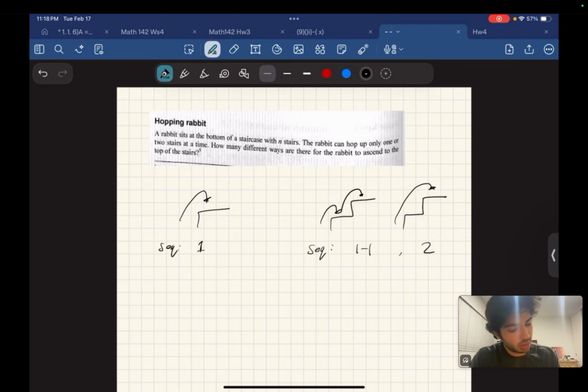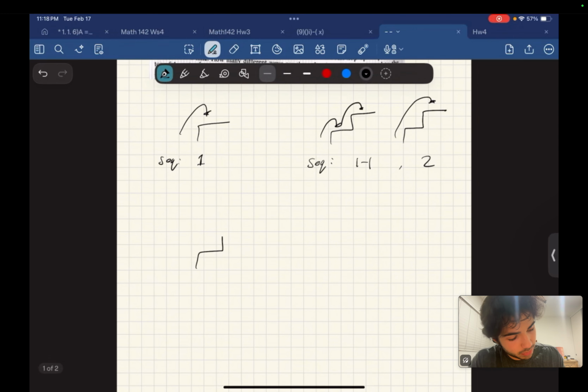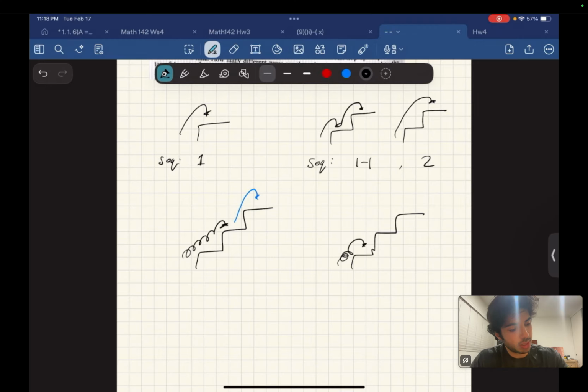So we're saying for staircase number 3, the solution is all the ways we got to staircase number 2, whatever that may be, and then a 1 stair hop at the end. Plus the sequences, so not just the number of ways we got to staircase 1, whatever that may be, and then a 2 stair hop to get to the top.